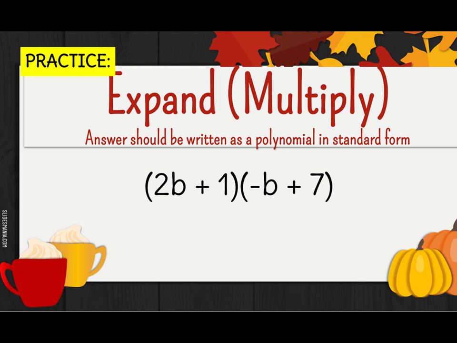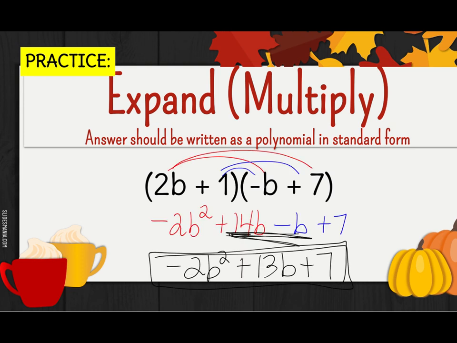So your final answer should be negative 2b squared plus 13b plus 7, because we end up adding together those middle terms and we get 14b minus b, so that's like 14 minus 1, which gives us a 13b. So go ahead and check your work. If you didn't get it correct, make sure to get the correct answer copied down as you're going to begin doing some practice.